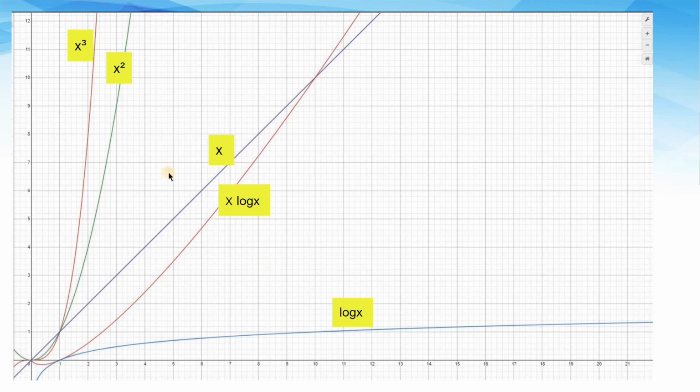If you plot on a graph, this would be like this, where the x-axis is the number of elements and the y-axis is the time. From this you can know log x is the most efficient one and x3 is the least efficient one. So this is all for time and space complexity.